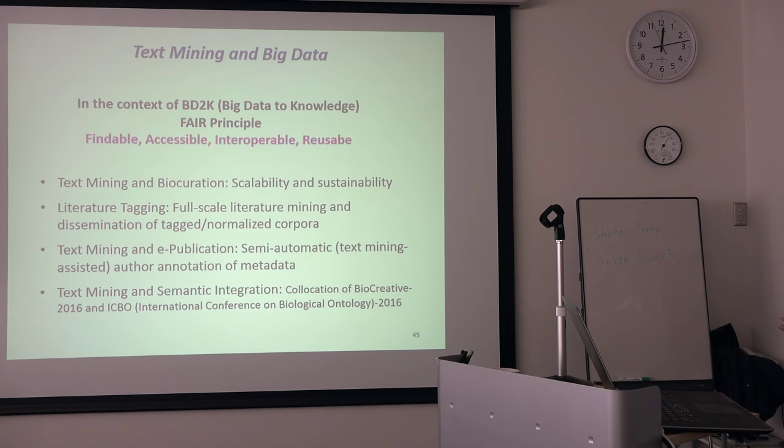Text mining and e-publication, there's a lot of discussion about e-publication. You probably have heard about the Force11 effort. And there's also great interest from the funding agencies, at least US NIH and others, in that we really want to start encouraging authors, when they publish their paper, to tag their metadata, because metadata is really very difficult to annotate. And so can we have some kind of text mining assisted way for author annotation of metadata? They are computer assisted.